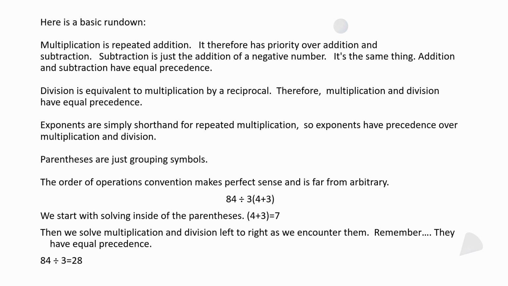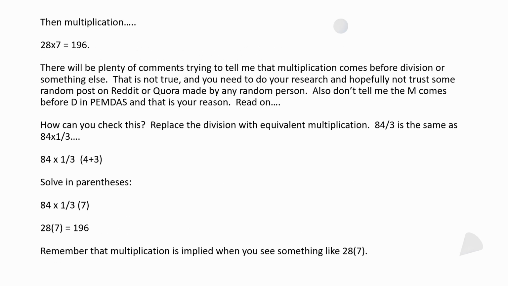So again, we go back to 84 divided by 3 times the quantity 4 plus 3. We're going to start by solving inside the parentheses. So 4 plus 3 equals 7. Then you're going to solve multiplication and division left to right as we encounter them. So remember, again, multiplication and division have equal precedence. So 84 divided by 3 is 28. Then you have multiplication. So 28 times 7 is 196. Remember, the 7 was what was in the parentheses.